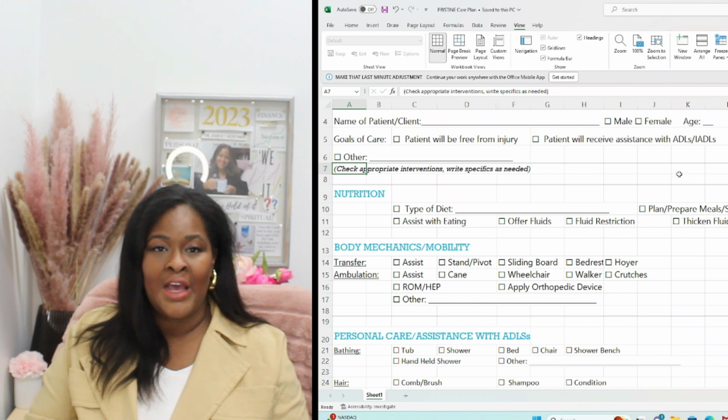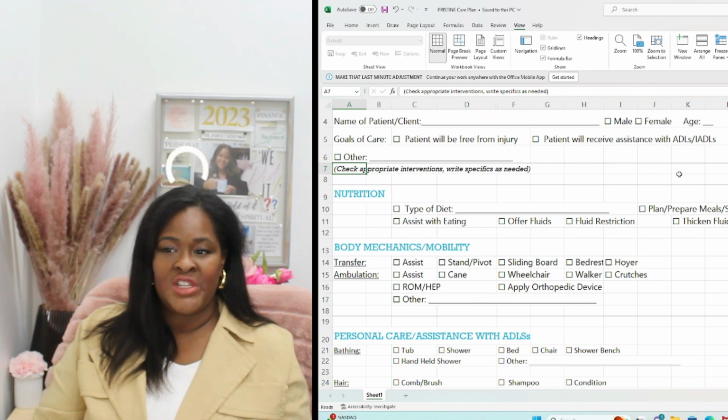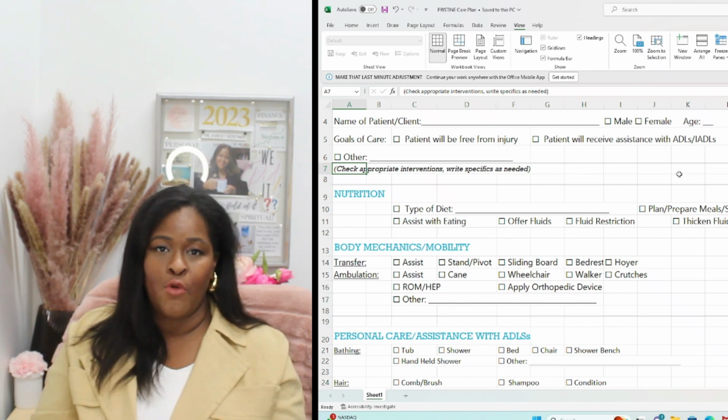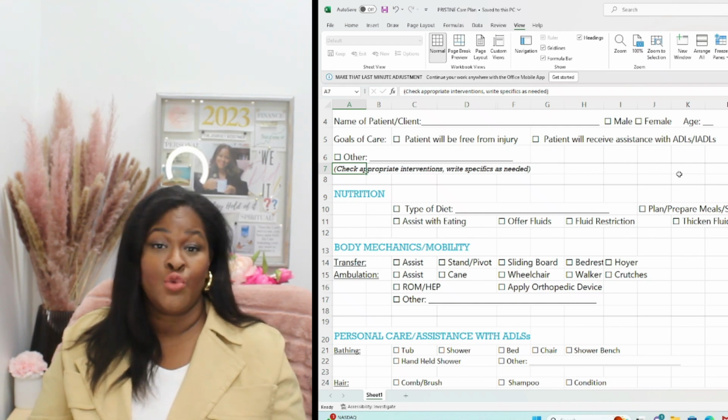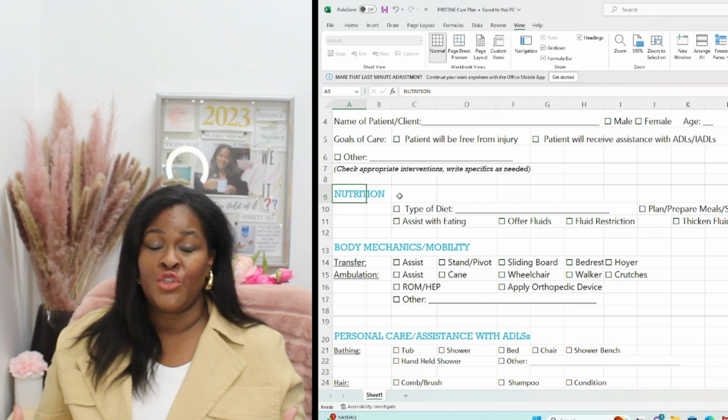And of course, any other thing that you might want to put, just at the top of that form. I just have that space there as "other," if there's anything else you want to include there. We're going to move on to the nutrition.